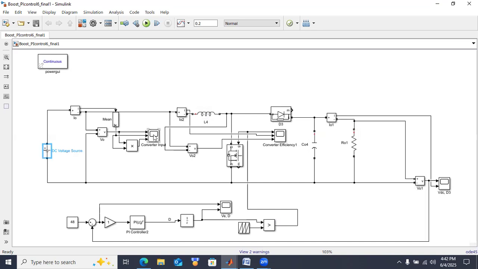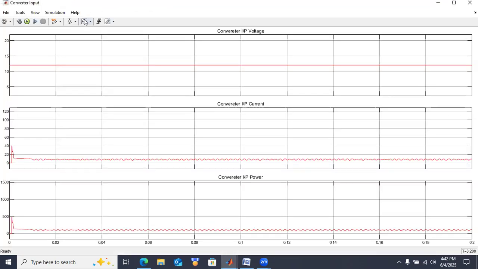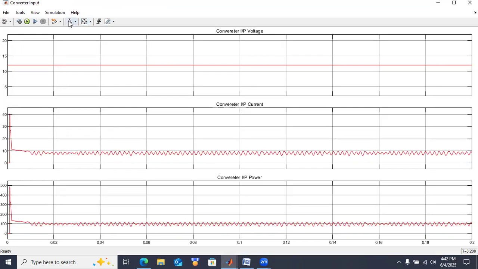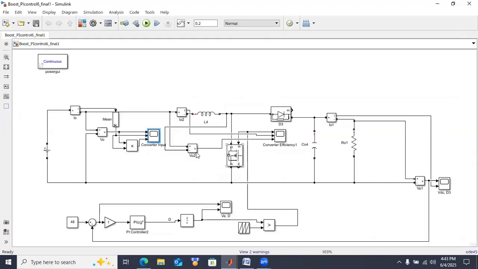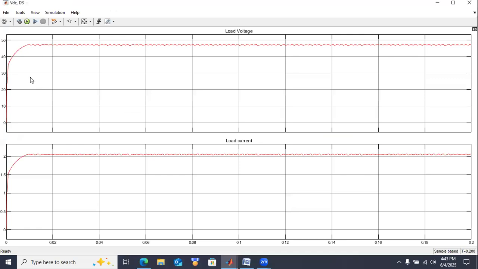Here the input voltage and the input current with input power are provided. Input voltage is 12 volt. Input current is nearly 8 amps to 10 amps. And the power is around 100 watts. So this converter handles 100 watts of power. And the load side voltage and current: the load side voltage is around 48 volt. Current is around 2 amps or 2.1 amps. So the power is around 100 watts.